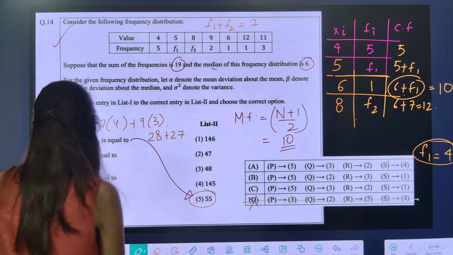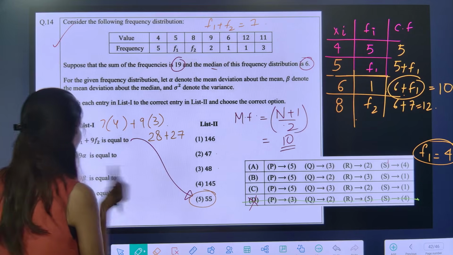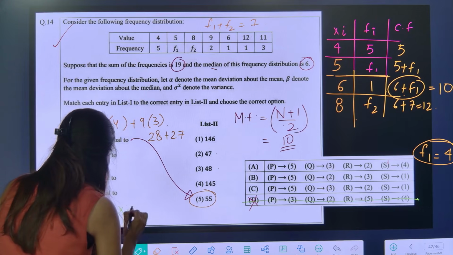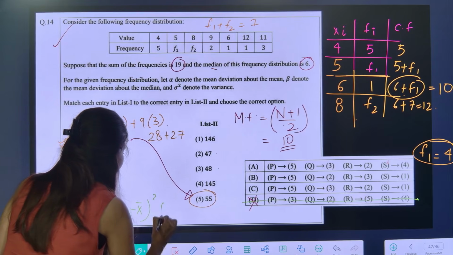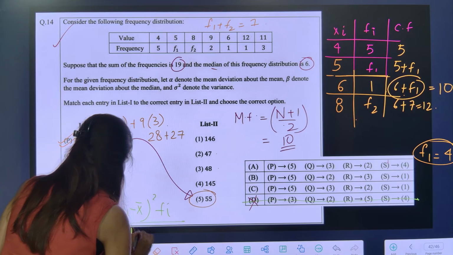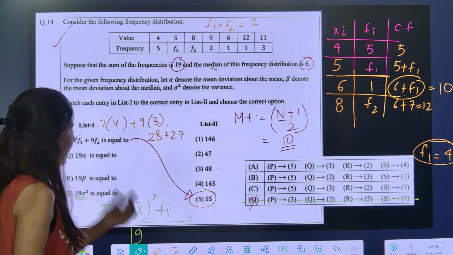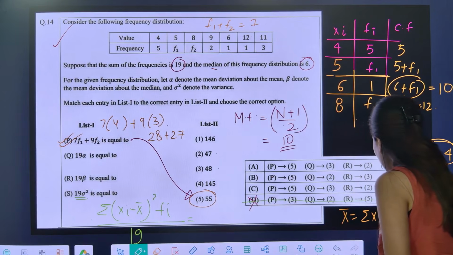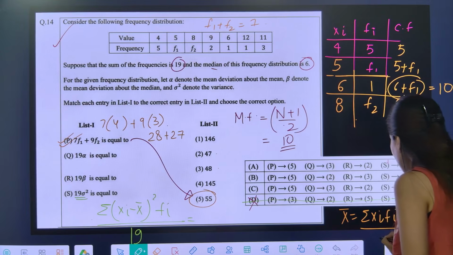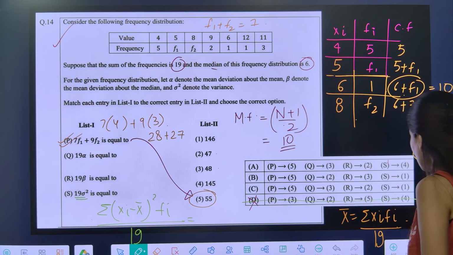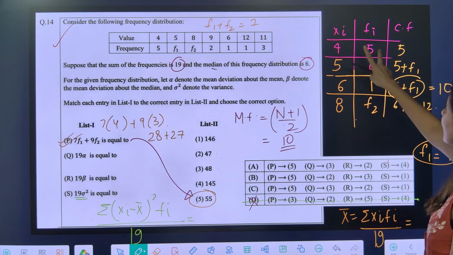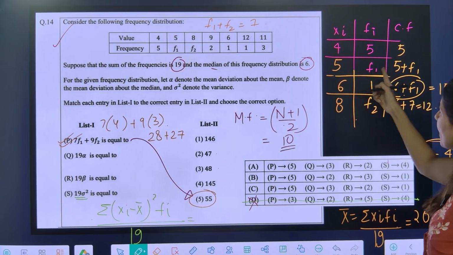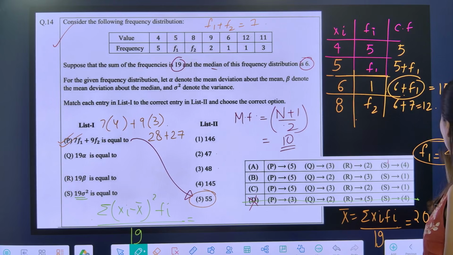So S is 19 sigma square. Sigma square is variance. The variance formula, let me tell you, is sigma of (xi minus x bar) whole square into fi, upon 19. So you have to calculate x bar. X bar is nothing but sigma xi fi upon the total 19. Sigma xi fi: 4 5s are 20, so 20 plus 5 into F1. F1 is already 4. 5 4s are 20.